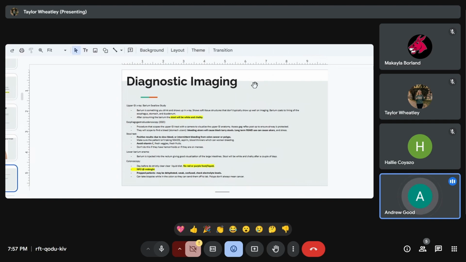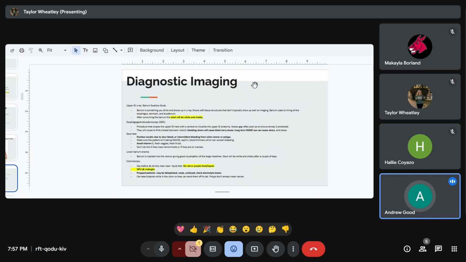Stool test. The main thing to tell about this is it tells you whether or not you're bleeding in your GI tract. We want to tell patients not to take NSAIDs, aspirins, or blood thinners because it worsens the bleeding. Avoid vitamin C, weirdly enough.